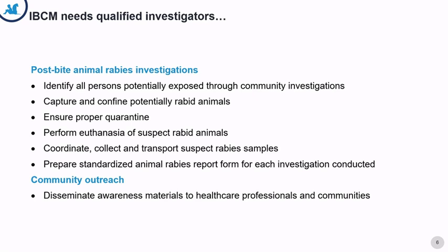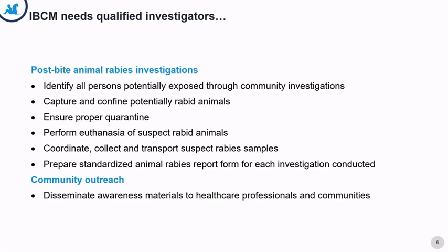Investigators should be capable of identifying all persons potentially exposed through community investigations. They should be well trained and equipped to capture and confine potentially rabid animals, and ensure that an appropriate quarantine facility and time frame is implemented. They must be capable of performing euthanasia of suspect rabid animals, and then coordinate, collect, and transport samples to a laboratory. They also need to be able to prepare standardized animal rabies report forms for each investigation conducted.